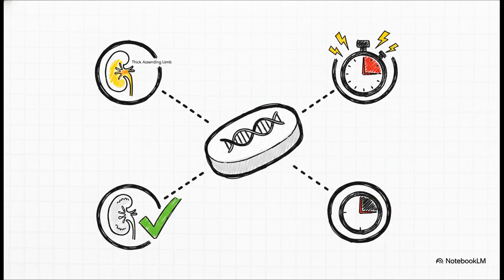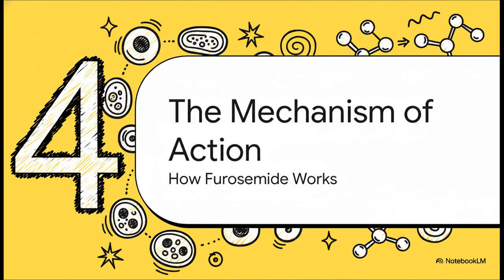Second, its action is lightning fast. Give it intravenously and it starts working in just 2 to 5 minutes. Third, it has a short duration of action, only about 3 to 6 hours. And maybe most crucially, it is effective even in severe kidney failure, a situation where many other diuretics are completely useless. So the big question is, how does it do it?